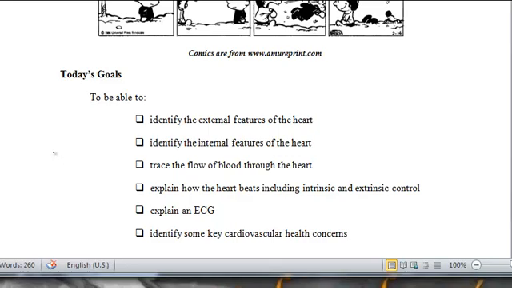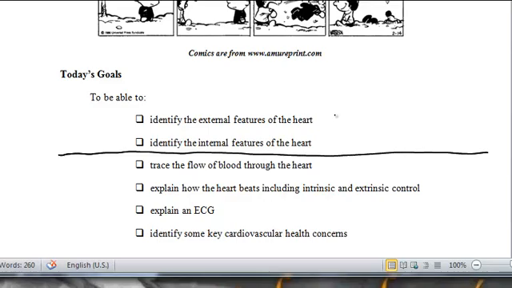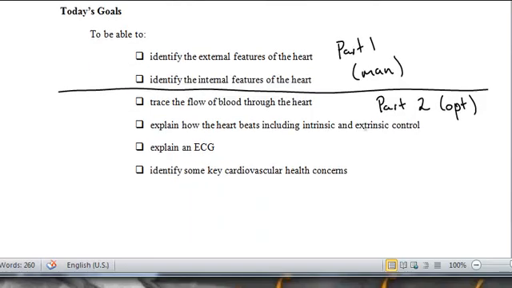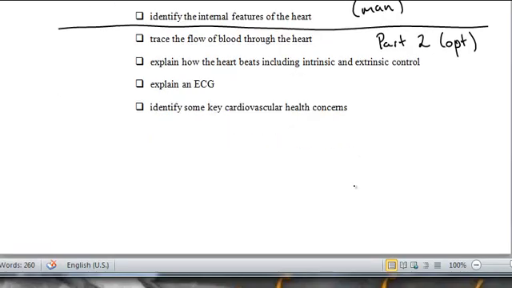And in part 1 of the video, which is mandatory, we're going to look at the external and internal features of the heart. And then in class, or part 2 of the video, which is optional, we're going to look at how blood flows through the heart, and we're going to explain how the heart beats, and explain what an ECG is, as well as identify some key cardiovascular health concerns.